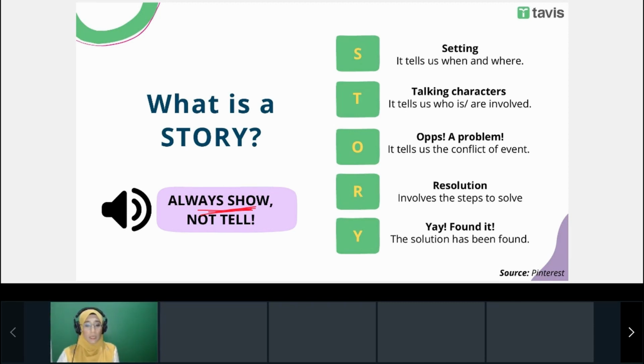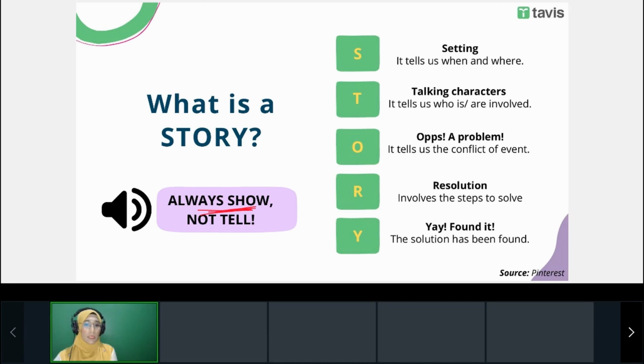Okay? So what is actually STORY? What does it stand for? So S stands for the setting. So you need to know when and where it happened. Okay, where and when the story happened, just to make sure that you are being clear. Okay, you are giving a clear picture to your examiner or to the reader itself.